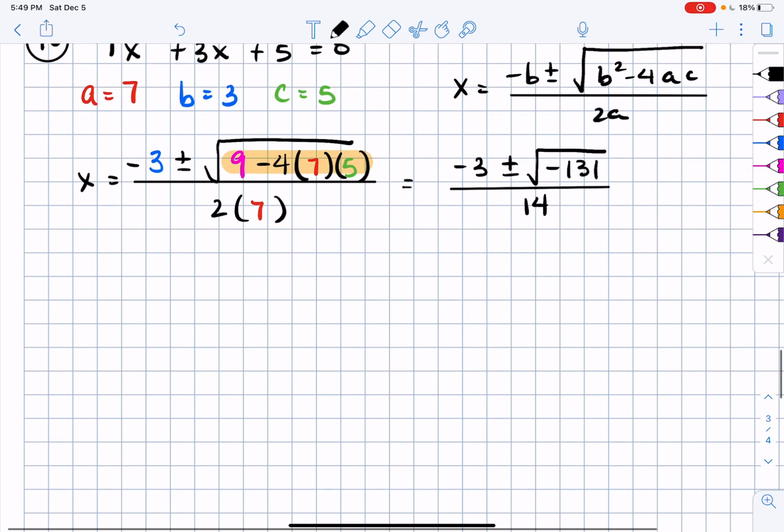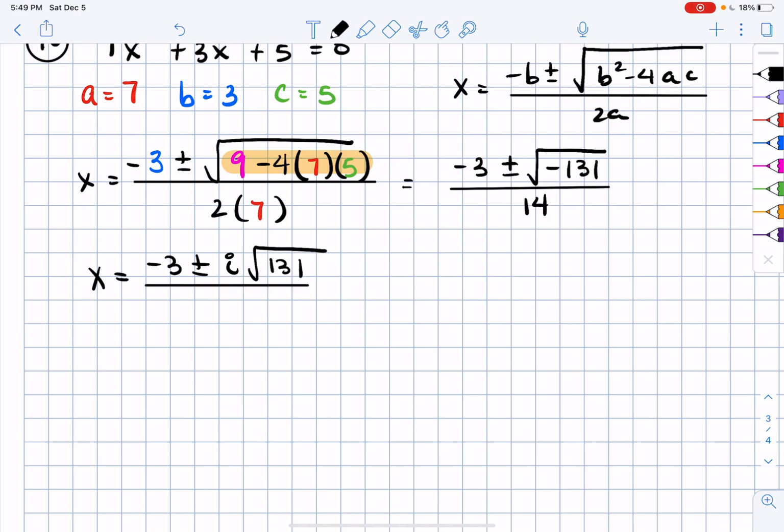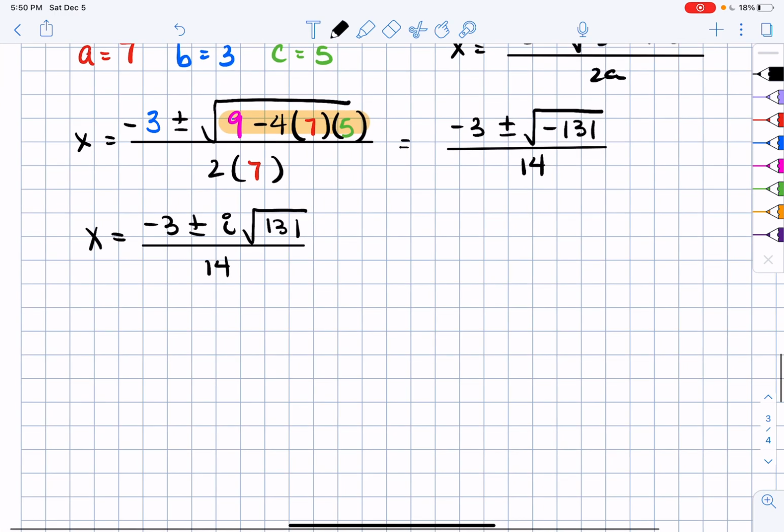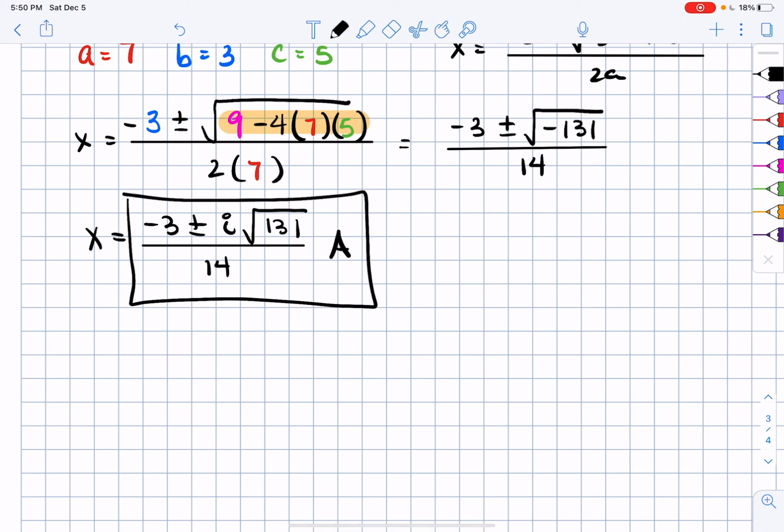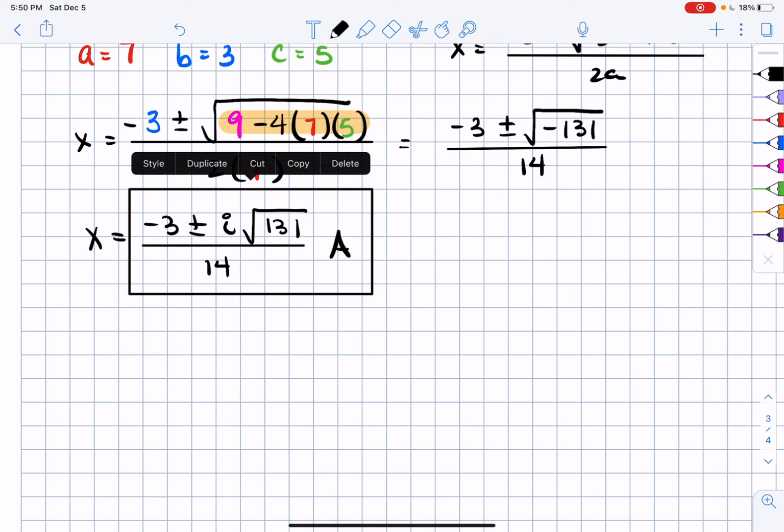So x equals negative 3 plus or minus i square root of 131, all over 14. Let's draw this a little better here. Ooh, that's not any better. There we go. And that, ladies and gentlemen, is choice A. Voila. So, there it is.